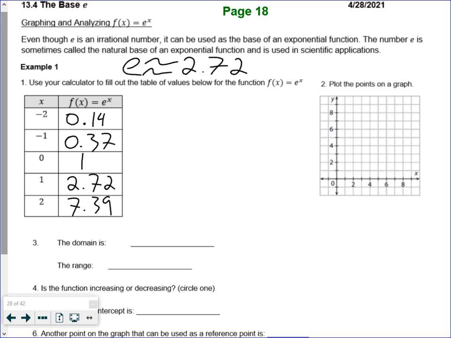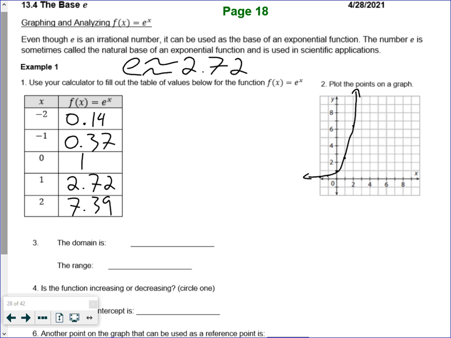So we're going to go ahead and plot these points. When x is -2, we have 0.14. Let's say just about there. When x is -1, we have 0.37, right about there. When x is 0, we have 1. When x is 1, we have 2.72, just about there. And when x is 2, we have 7.39, right around there. So our function is going to look something like that. It's an exponential growth function.